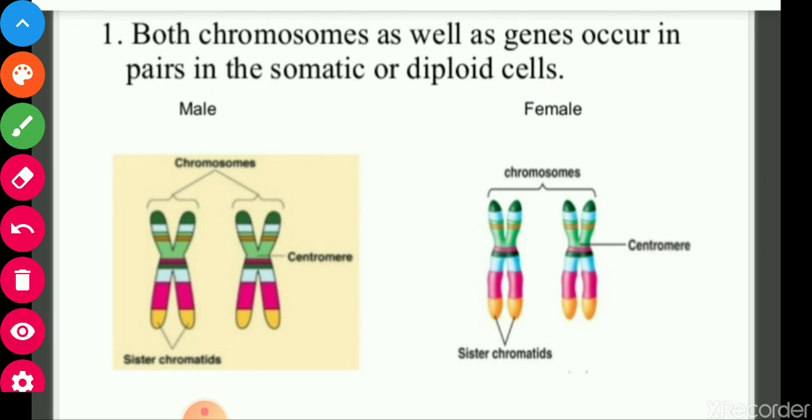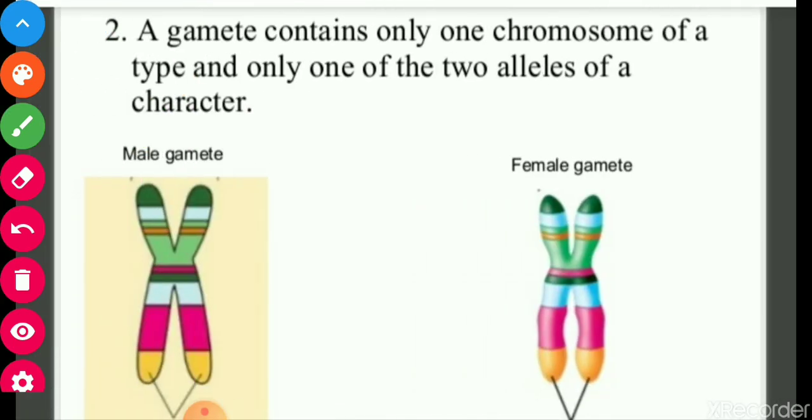Number 2: a gamete contains only one chromosome of a type and only one of the two alleles of a character. So whenever gametes are formed, they have only 50% of the alleles. So they have one of the two alleles. This is a feature of the chromosomal theory of inheritance.